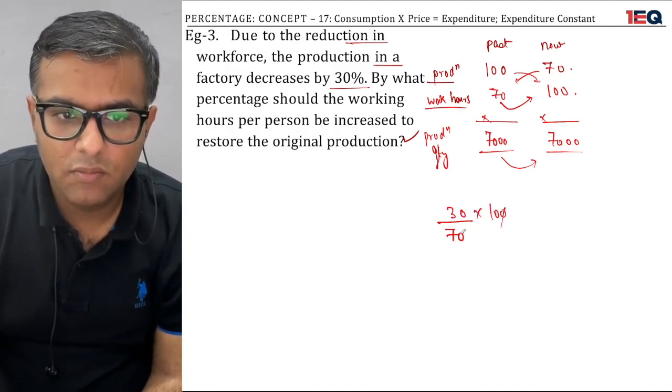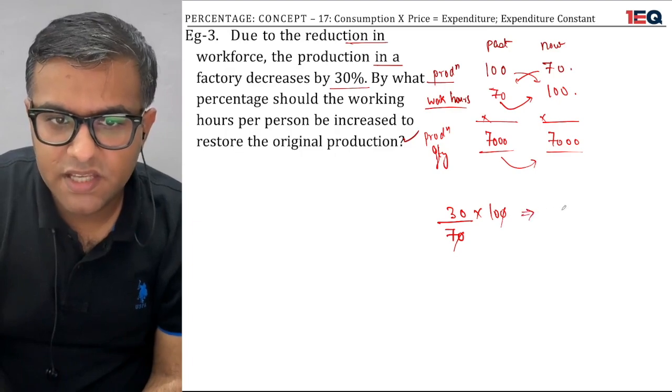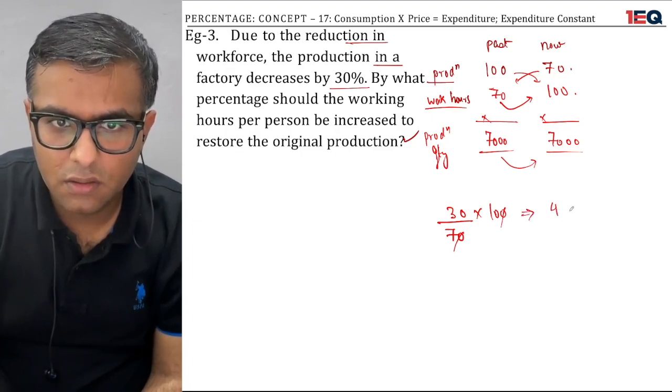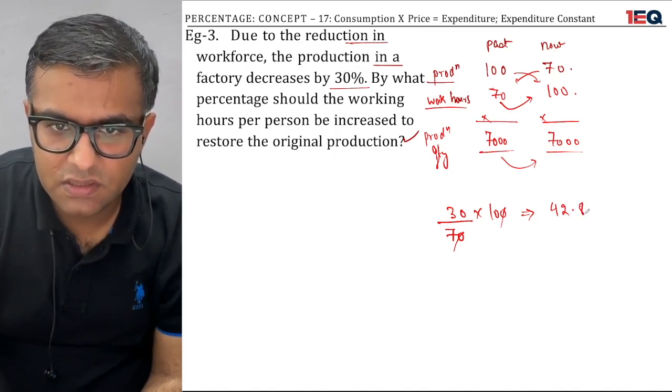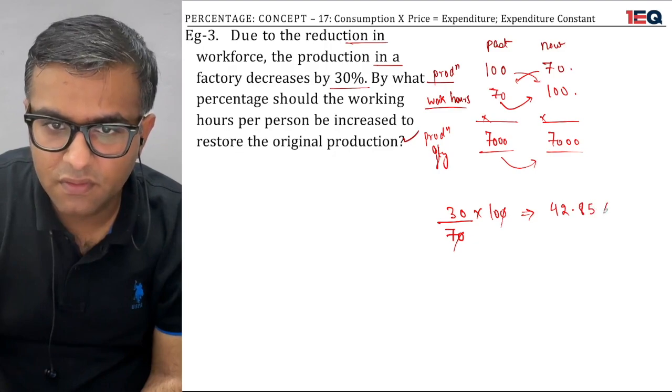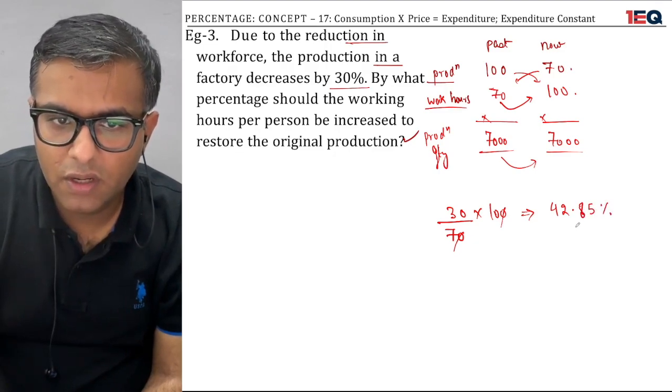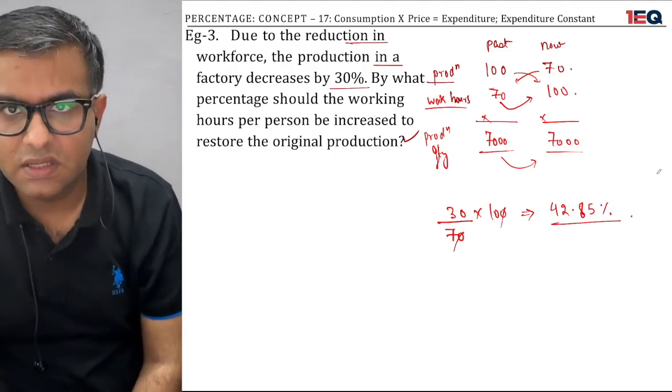Okay, cut by cut. 7 4s are 28 and another 2. 7 2s are 14. Another 6. 7 8s are 56. Another 4. 7 5s are 35. So 42.85 is the answer.